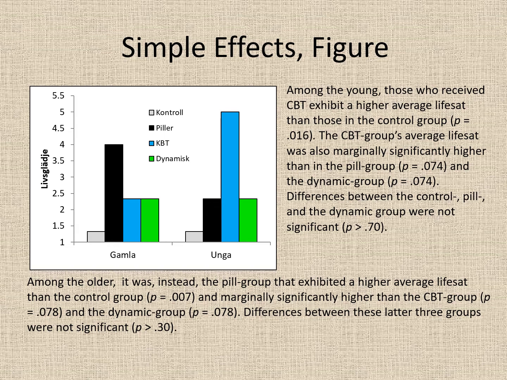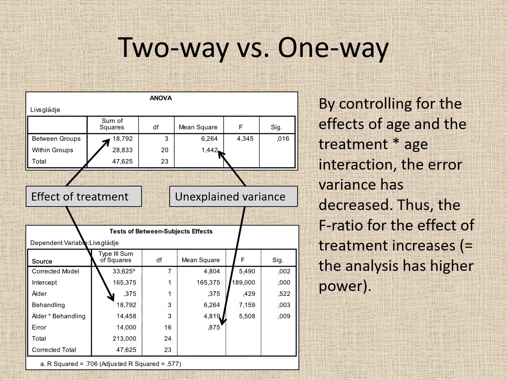A last word about two-way ANOVA here. We have the treatment groups, 4 treatment groups, and life satisfaction for 24 patients. And I didn't change that from the one-way to the two-way ANOVA. I kept the treatment variable and the life satisfaction variable exactly the same. I just added the age variable. Okay, so let's have a look here. That's the first one-way ANOVA. Between group sum of squares, 18.8. The effect of treatment in this analysis has exactly the same sum of squares.